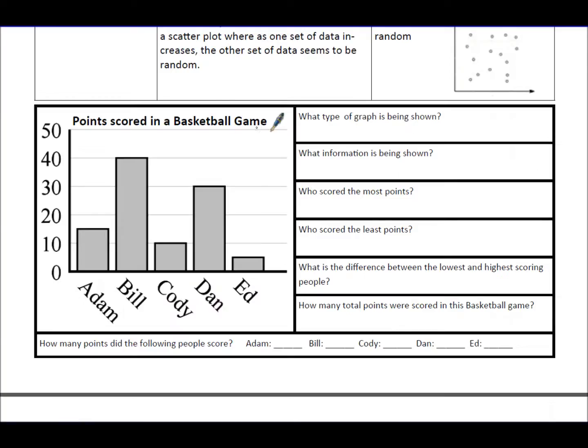What type of graph is being shown? We see that we have a few different bars, and each bar has a category, so this is a bar graph. And it's asking what kind of information is being shown. So if I look at the title, I see that it's talking about a basketball game, and it's showing how many points each of those people scored in a basketball game. So it's showing the number of points each person scored in this basketball game.